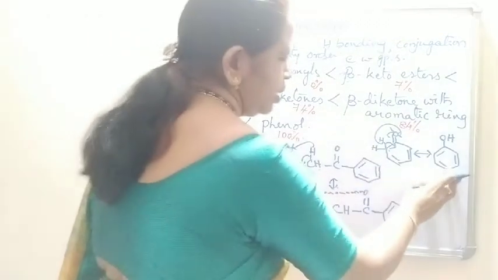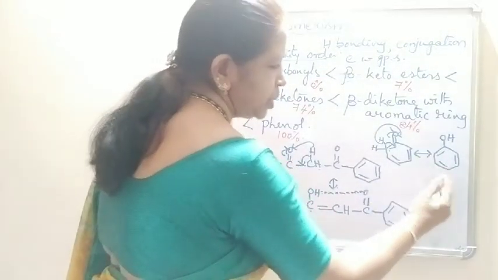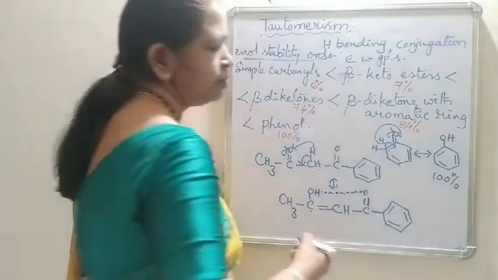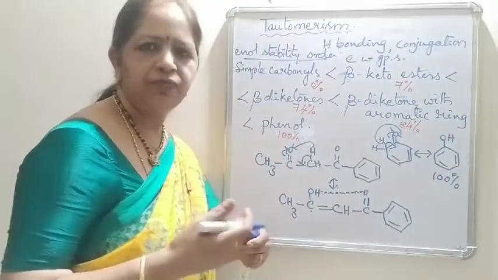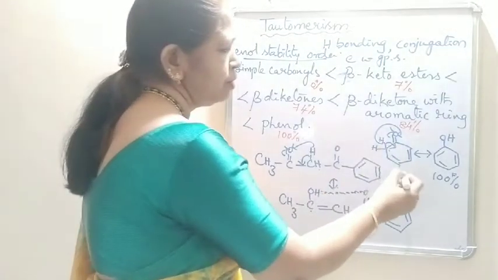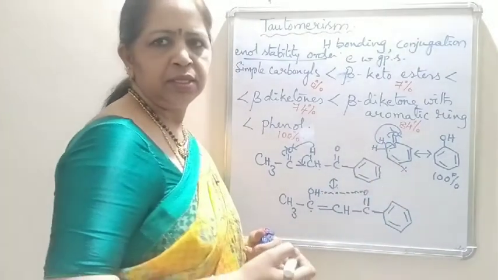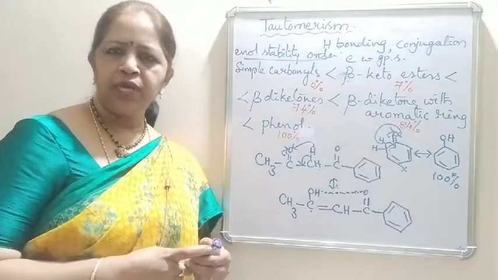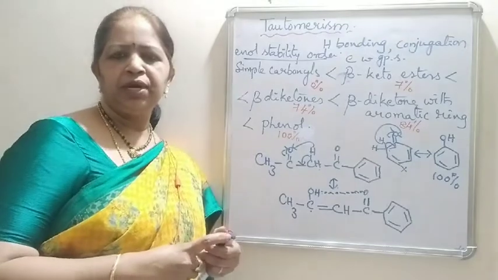So this phenol, because of this high conjugation, exists up to 100%. That is the reason for the more stability of the phenol than its keto form. Its keto form will not exist at all. Okay students, this is the stability of enol forms based on the different factors.